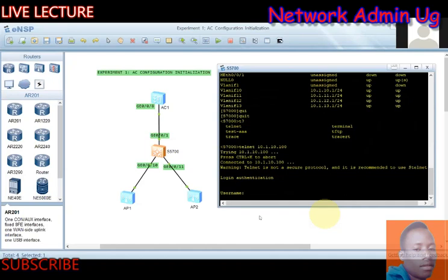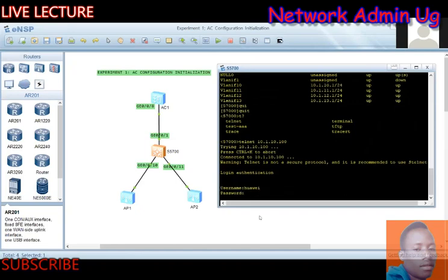We were asked to put in the username. The username that we had used was HUAWEI, when we were using the HUAWEI authentication service. Then the password was 123. Is it?